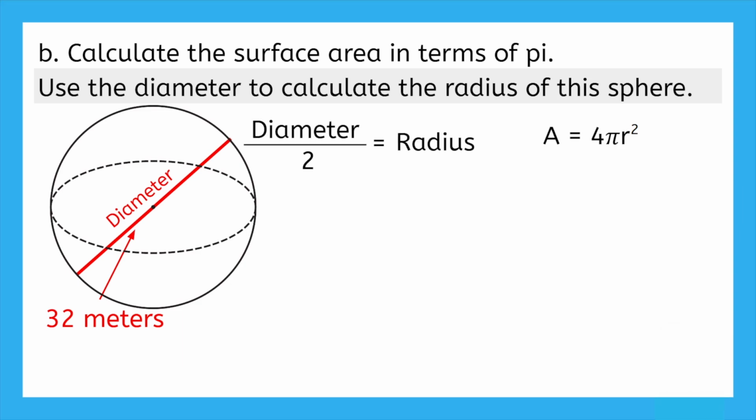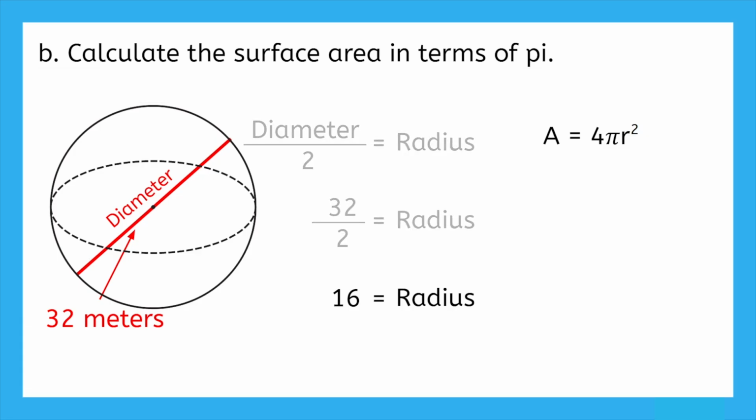Right, the radius is half the diameter. So we take the diameter, 32, and divide it in half, which means dividing by 2. 32 divided by 2 is 16, our radius. All right, now you take it from here. Use this measurement to calculate the surface area of the sphere.